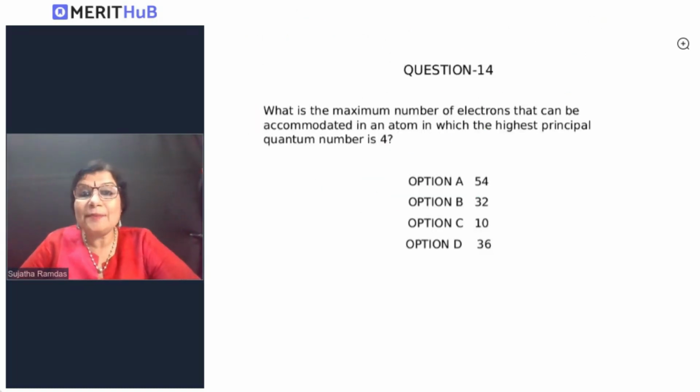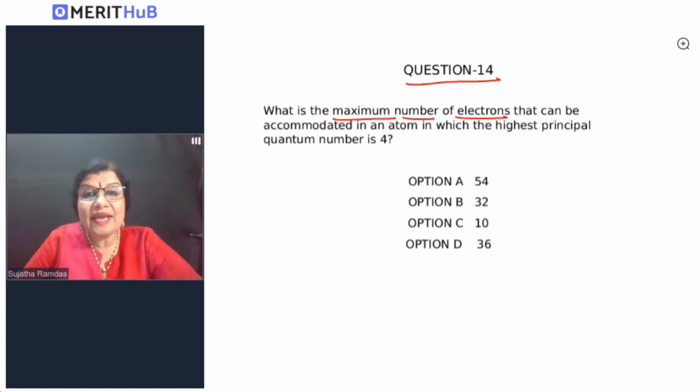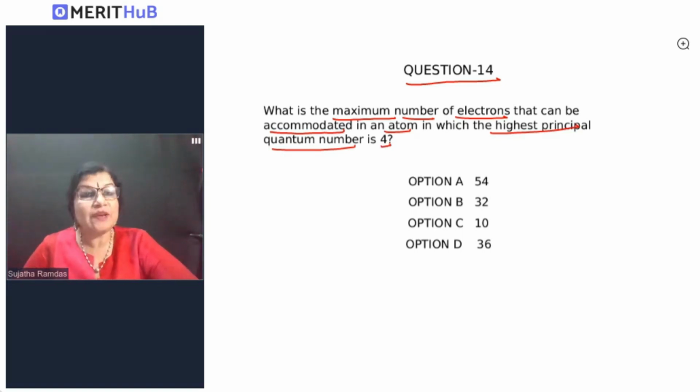We are on question number 14 now. It is a very simple question, but you need to be conceptually clear about quantum numbers to understand this question and answer correctly, because you have options which can confuse you. So let's understand the question. What is the maximum number of electrons that can be accommodated in an atom in which the highest principal quantum number is 4? Four options have been provided.